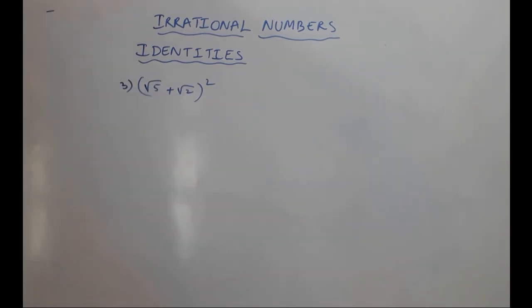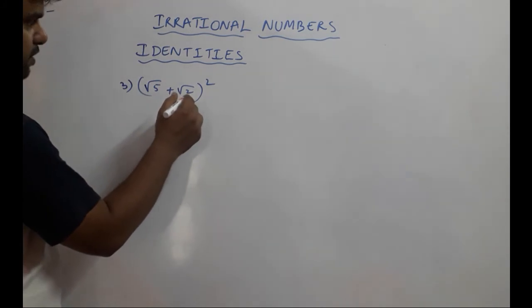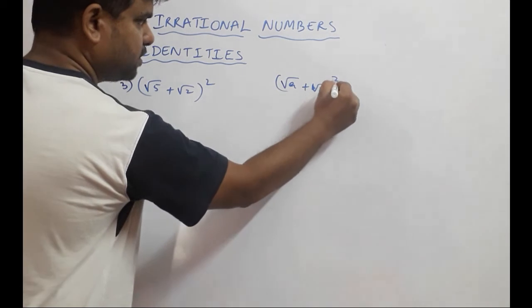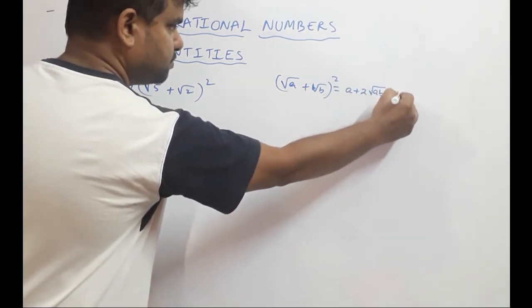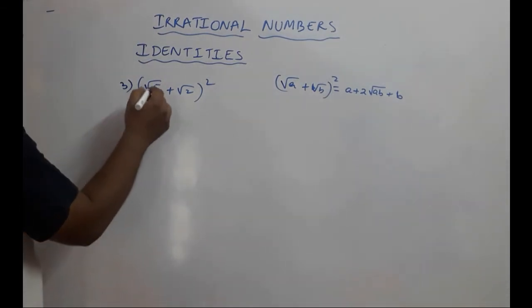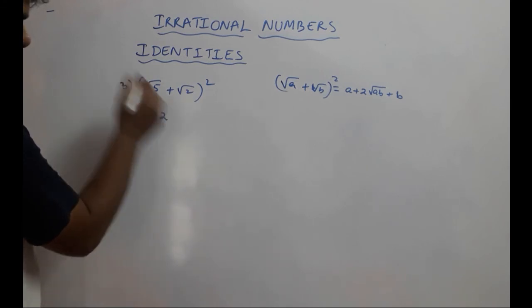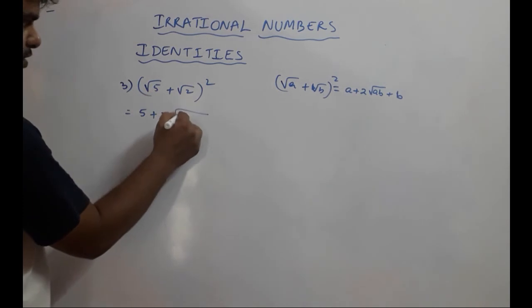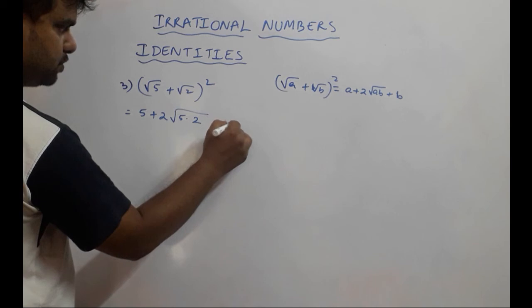The next problem is square root of 5 plus square root of 2, the whole thing raised to 2. That means it's a square root of a plus square root of b the whole square. What was square root of a plus square root of b the whole square? It was a plus 2 square root of ab plus b. Similarly, we'll have to write this over here. What is a over here? 5. So we write this 5 plus 2 into square root of a into b plus b. B is what? 2. So put over here.